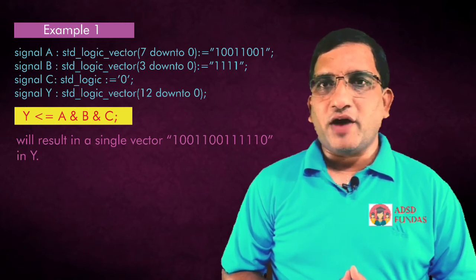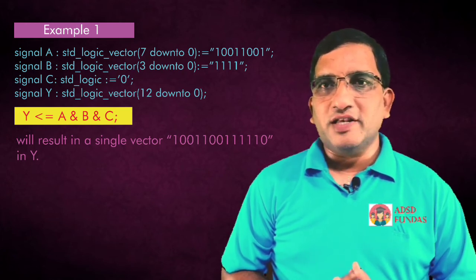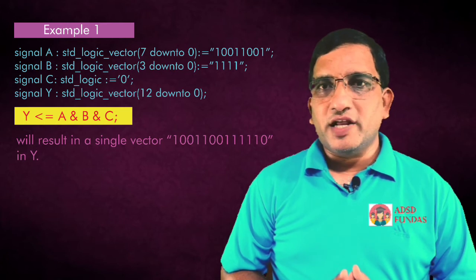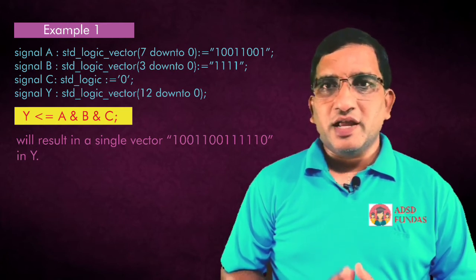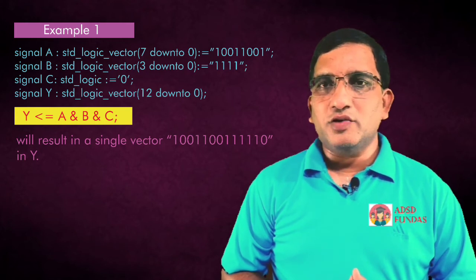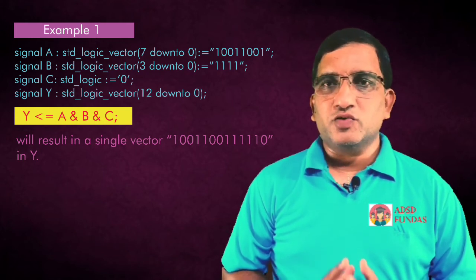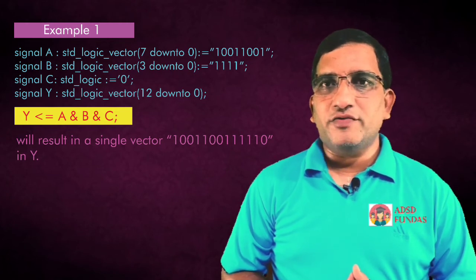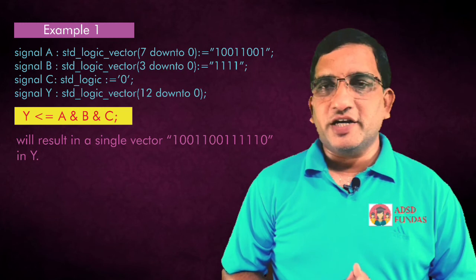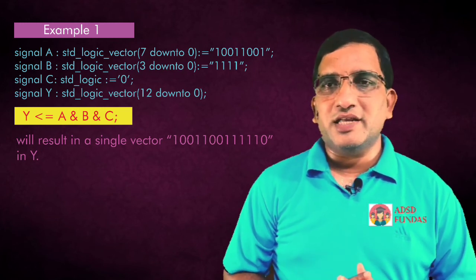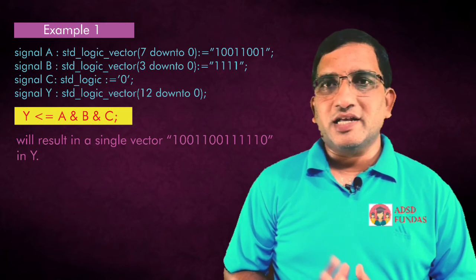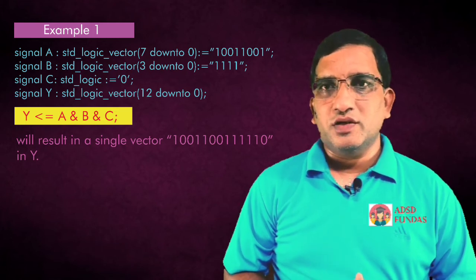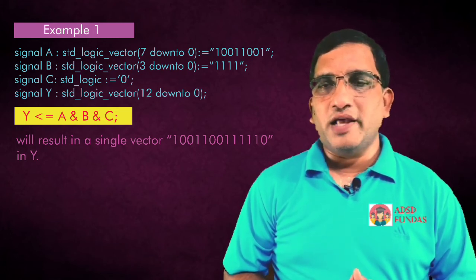If I have to combine all these three signals A, B, C, what will be the final size of signal Y? A is 8-bit, B is 4-bit, and C is a single bit. So combining all, your result will be 13 bits. That's why I will declare the size of output signal Y as 13 bits, using the command signal Y colon std_logic_vector, and in brackets I will write 12 down to 0. That will initialize signal Y whose size is 13 bits.